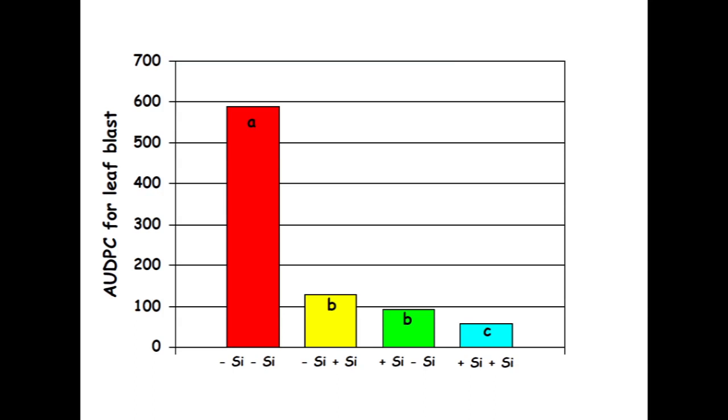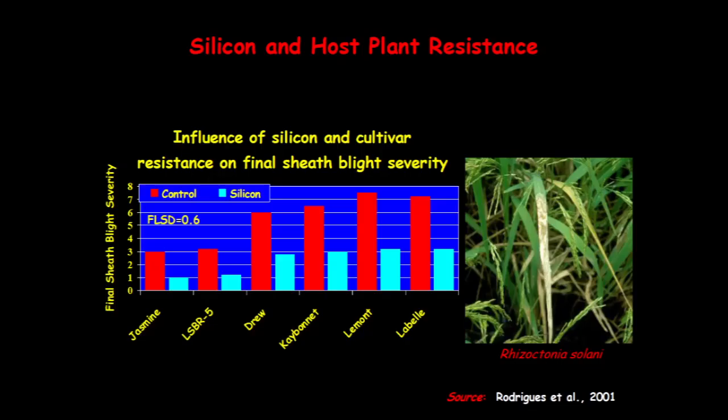So what about silicon and how it affects host plant resistance? This is a study that was done with sheath blight. We had 2 cultivars that are considered to be susceptible, 2 cultivars considered moderately susceptible, and 2 that have high levels of partial resistance. Red is the control, and it follows that: susceptible, moderately susceptible, partially resistant. When you amend with silicon, you got reduction in disease development across all the cultivars.